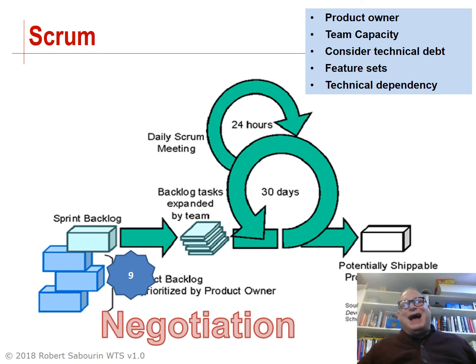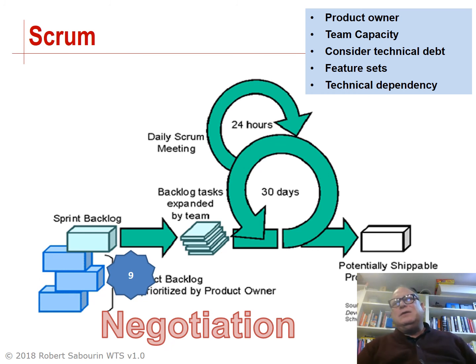When the team has sized the stories, groomed the stories, they're in a position now they can start negotiating with the product owner. The negotiation certainly has to take place before the sprint starts, but there's a lot of diversity as to how teams actually do this negotiation.